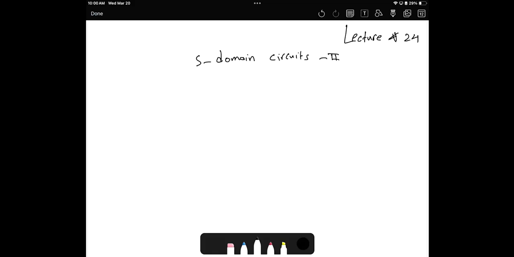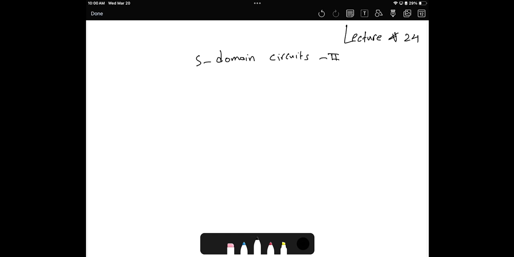Okay, today's lecture we will continue with more examples in S-domain circuits: how to solve circuit analysis using the S-domain, no matter whether it is transient or steady state, DC or AC. It doesn't matter to us.